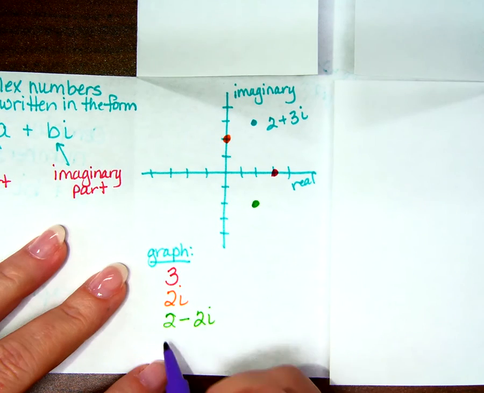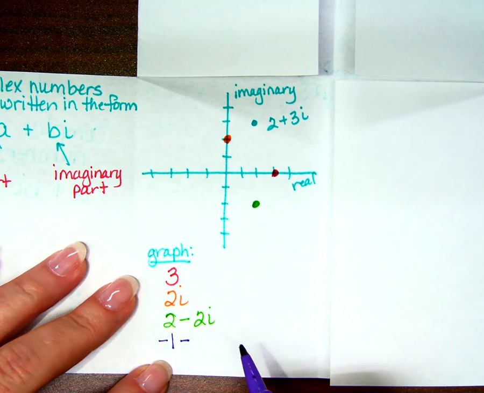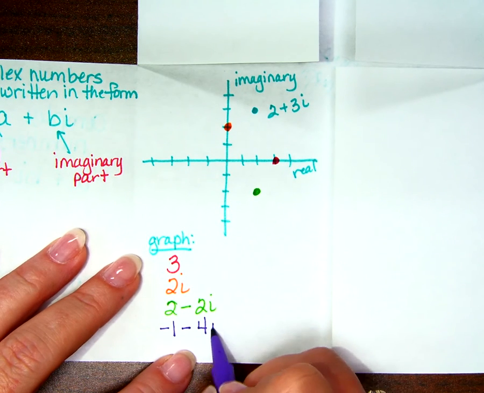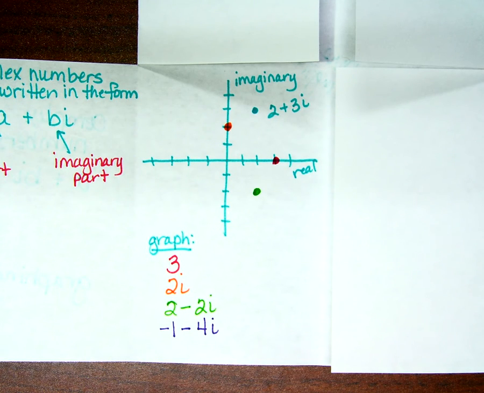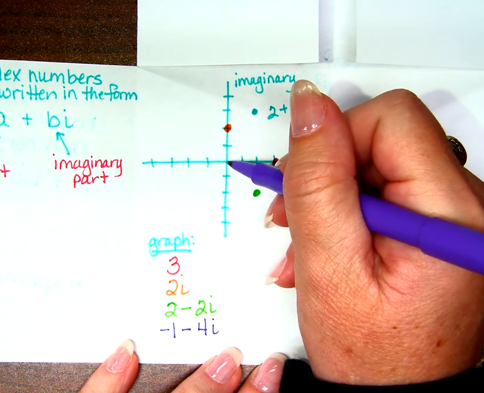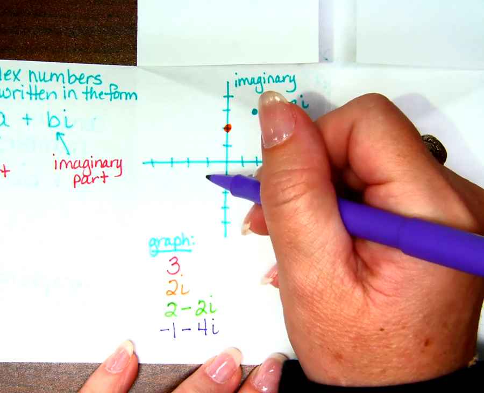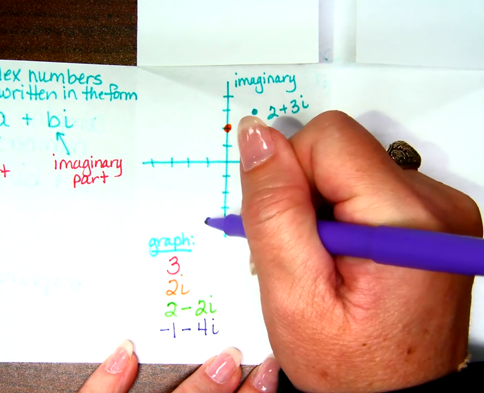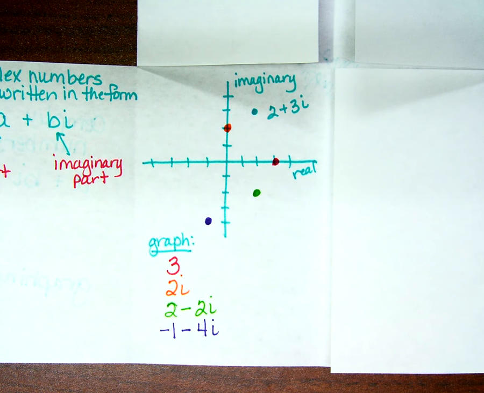One more. -1 minus i. How do I graph it? Left 1. 1, 2, 3, 4. Do you get it? Okay, just making sure.